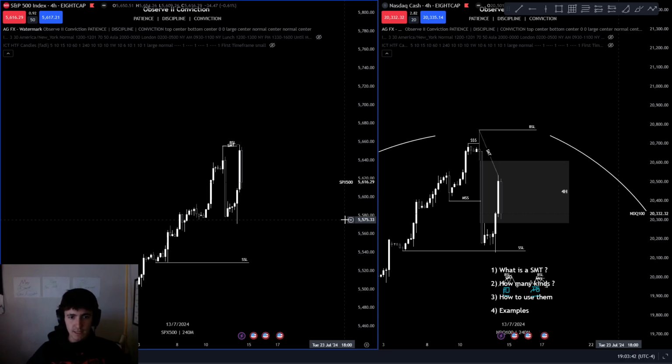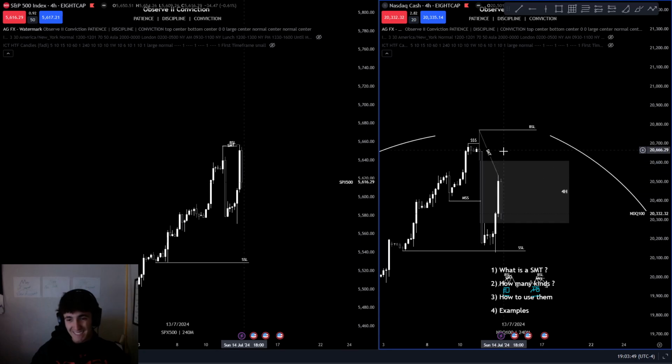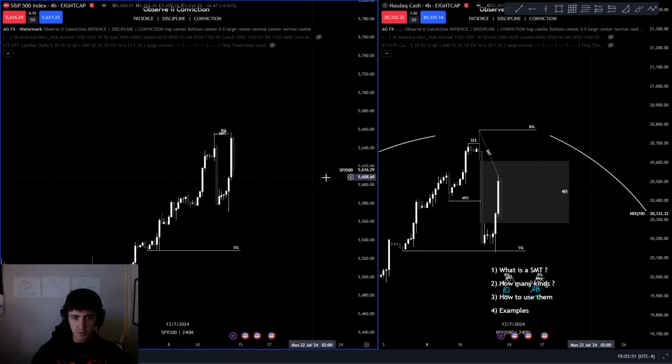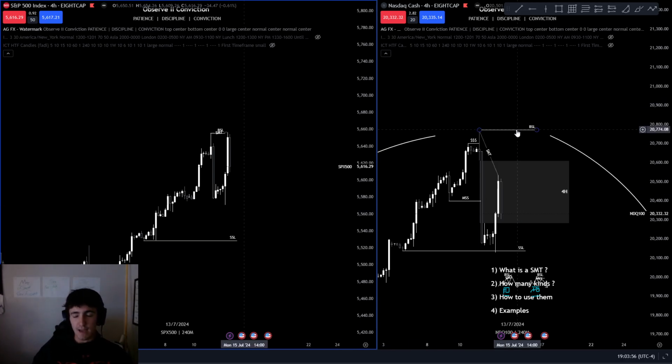Now, all an SMT is, is one pair takes the liquidity and the other doesn't. In this example, there's still liquidity resting up here. NASDAQ didn't take the liquidity. SPX took the liquidity. So essentially, SPX had a liquidity sweep, but NASDAQ didn't have a liquidity sweep.